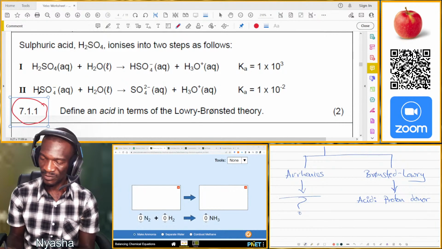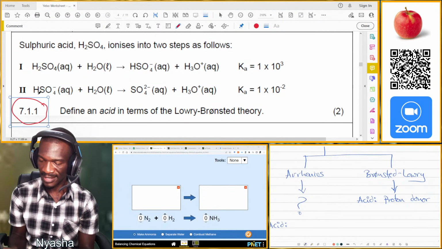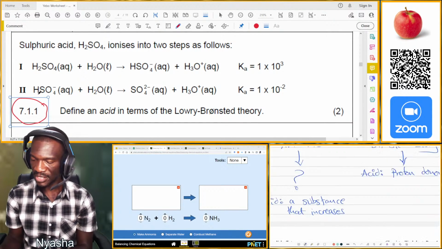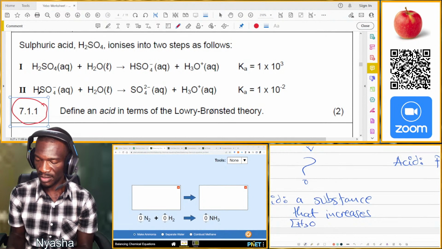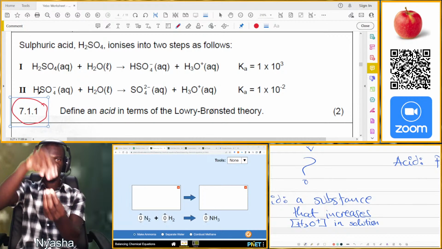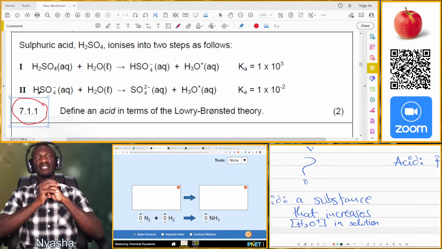So Arrhenius theory simply defines an acid as a chemical substance that increases the concentration of hydronium ions in solution. So if you were to take an acid and dissolve it in water, it has dissociated. It is a substance that will increase the concentration of hydronium ions.